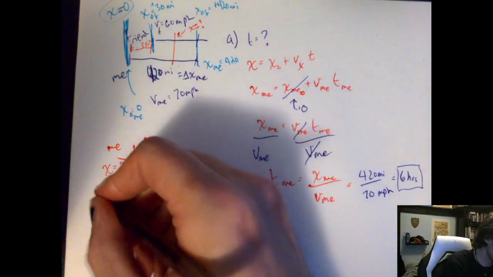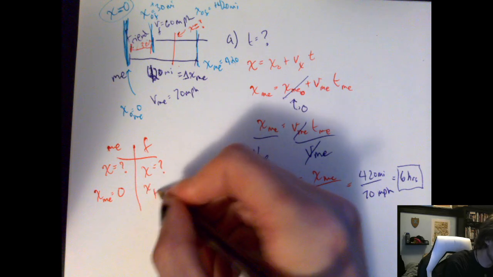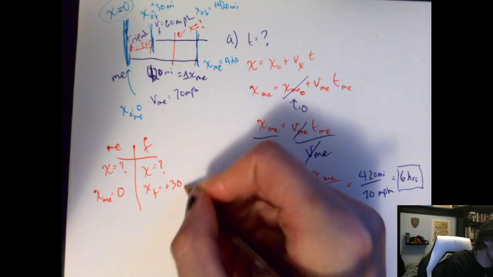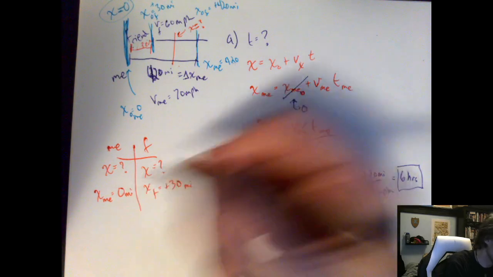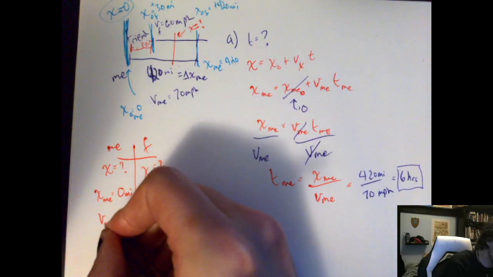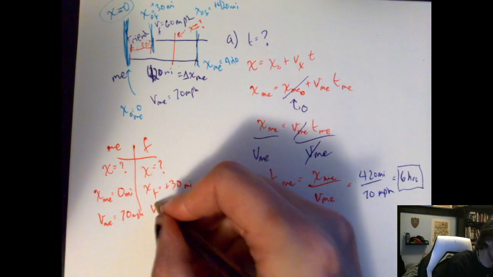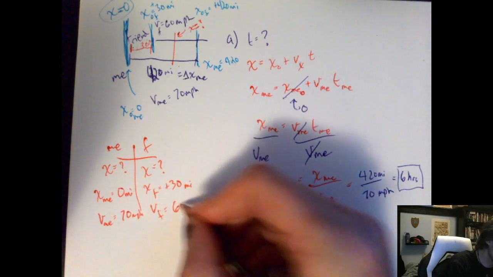But we have different starting positions. The starting position for me, I've named 0. The starting position for my friend is 30 miles in front of that, so I'm going to call it 30. I know that the velocity for me is equal to 70. I know that the velocity for my friend is equal to 60.